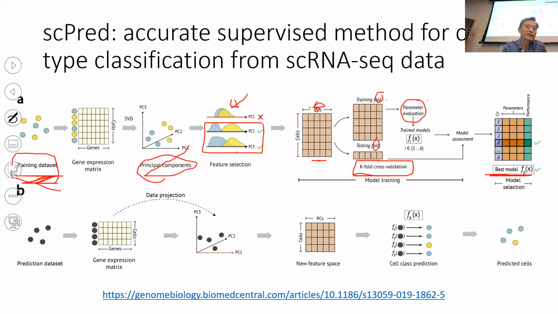Once you have new data points, new cells come in and are ready to be predicted for their cell types, you do the same thing. Project using PCA, select the top PCs, run them through this nice classification model, and decide the cell types.